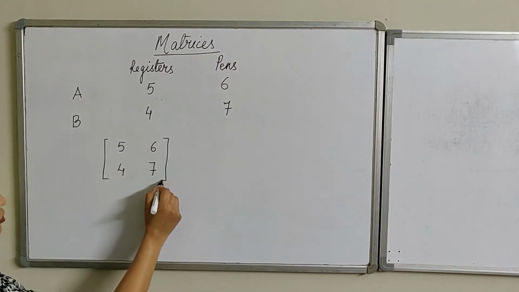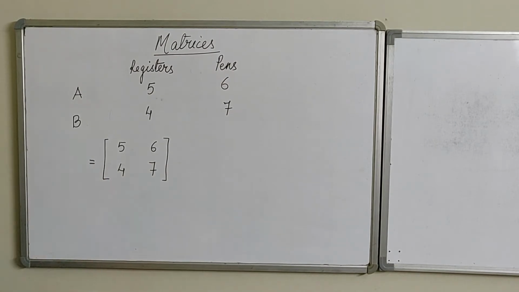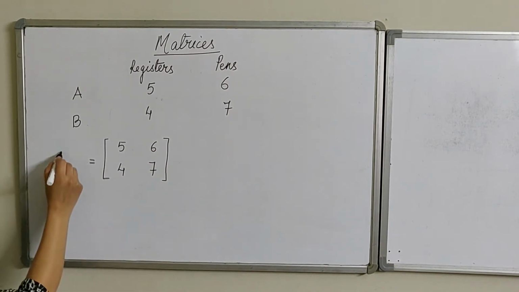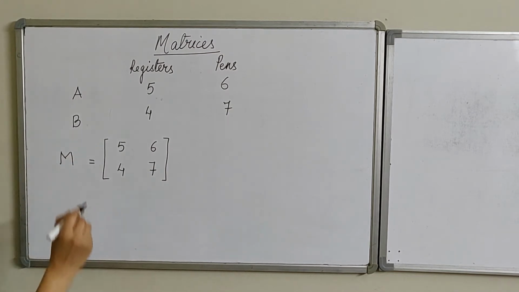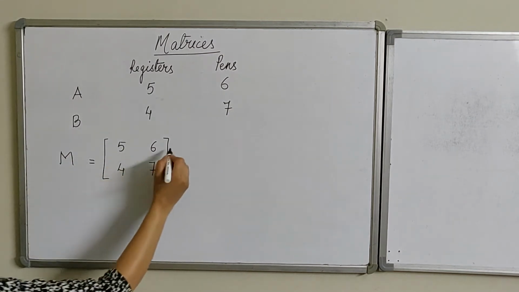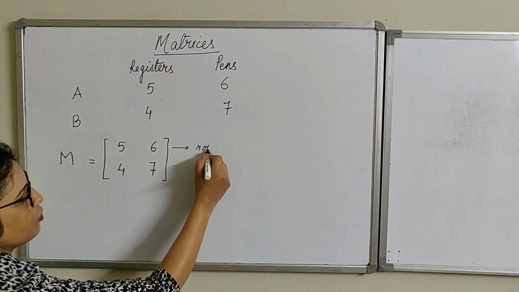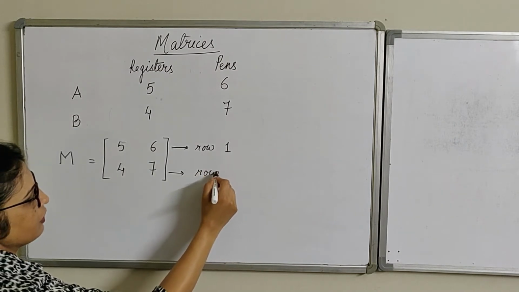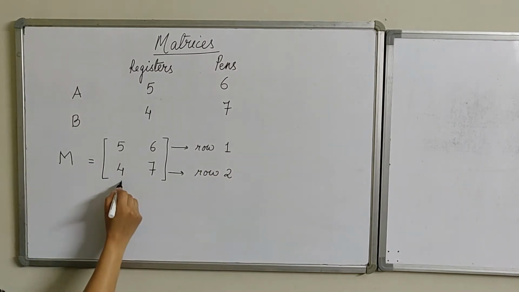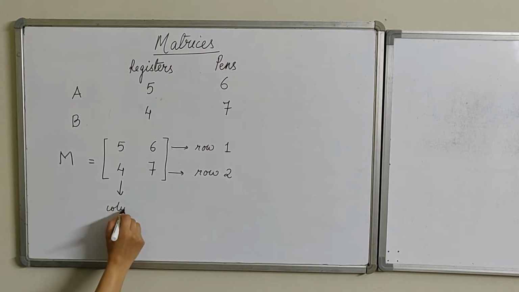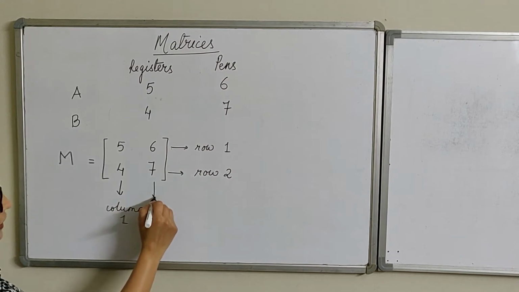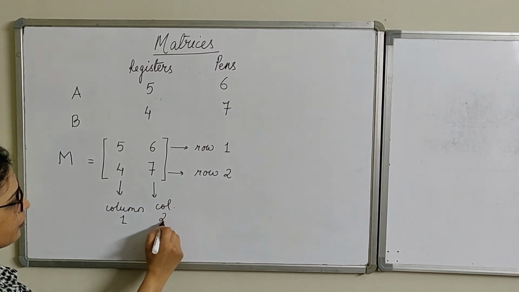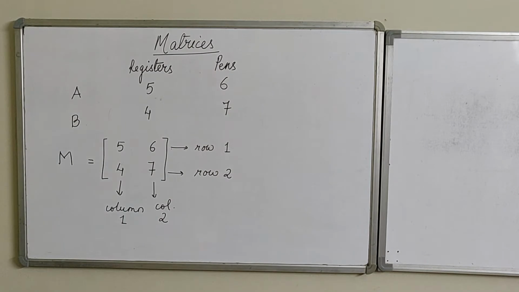This format of expressing the information is known as a matrix, and a matrix is always represented by a capital letter. Let's call it matrix M. This matrix M has the first row with elements 5 and 6, the second row with elements 4 and 7, the first column going vertically down with elements 5 and 4, and the next column with elements 6 and 7. So this matrix has 2 rows and 2 columns.